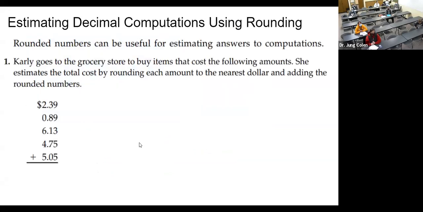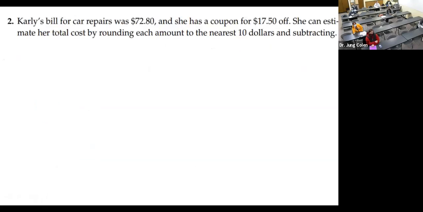Rounding is not too bad, and estimating is still similar. So let's look at this example. Carly goes to the grocery store to buy items that cost the following amounts. She estimates the total cost by rounding each amount to the nearest dollar and adding the rounded numbers. So let's round that to the nearest dollar. Tell me, 2, 1, 6, 5, 5. Add them all together, and that will be your closest estimate, okay? Okay, so it will be $19.